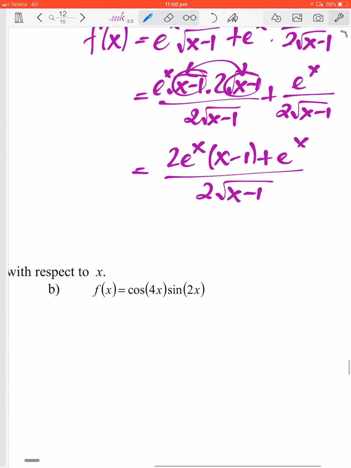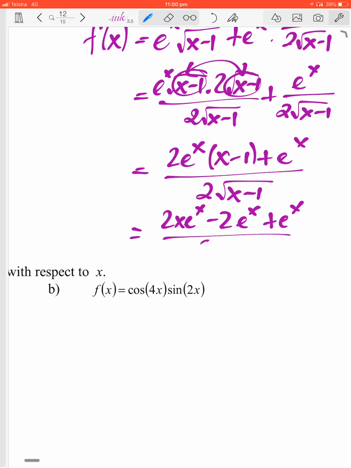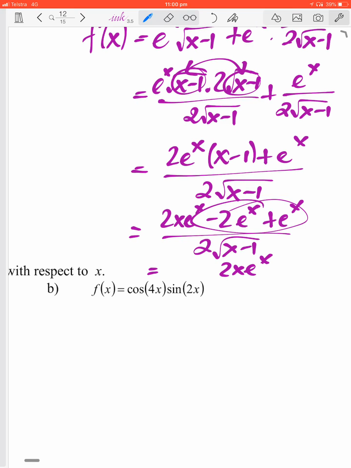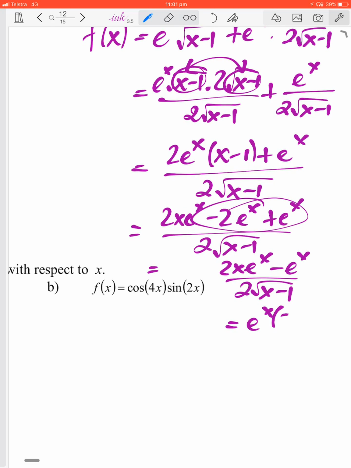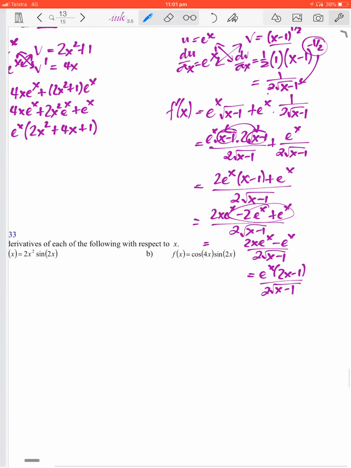And then from here, we're going to get 2x e to the x minus 2e to the x plus e to the x on 2 root x minus 1. And of course, these two join. So we're going to have 2x e to the x minus e to the x on 2 root x minus 1. Then we can take out an e to the x, (2x minus 1) on 2 root x minus 1.